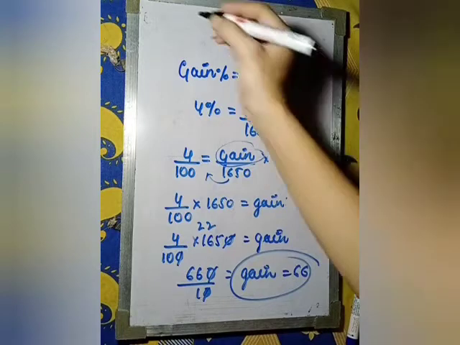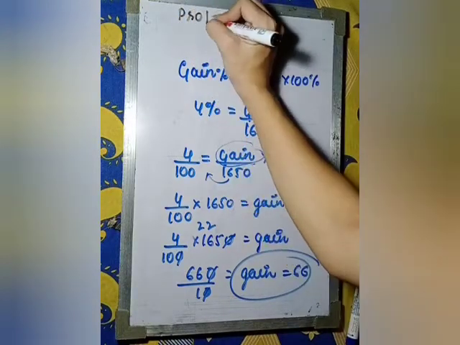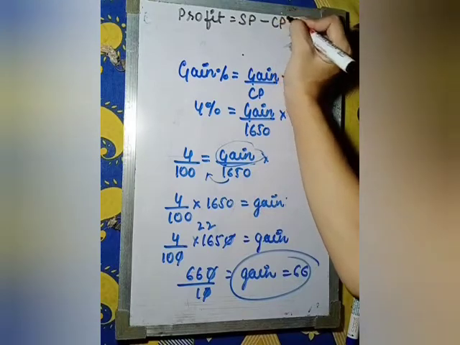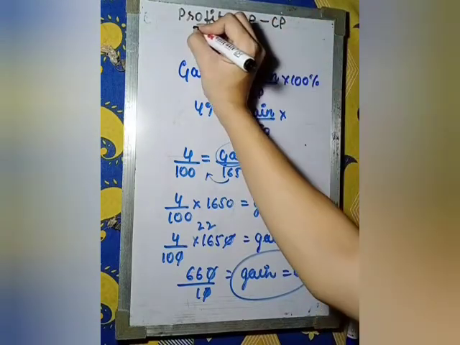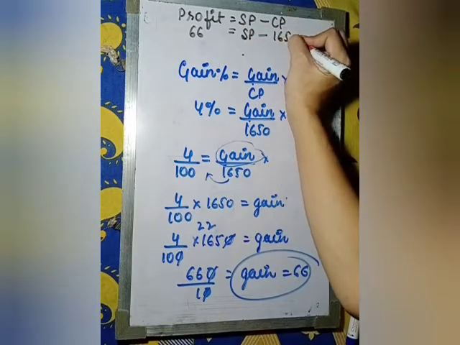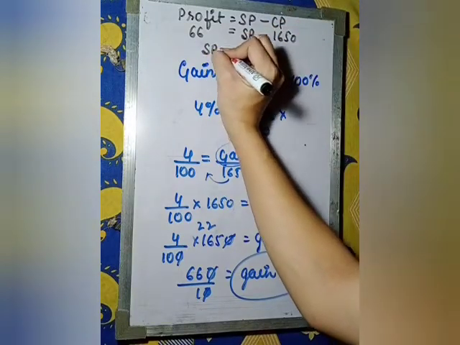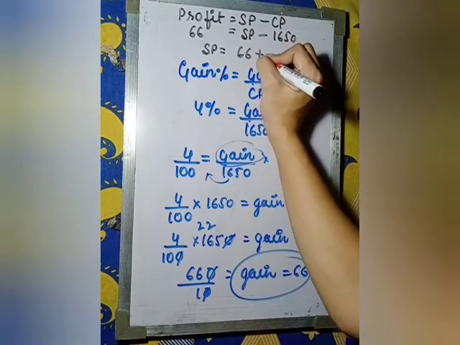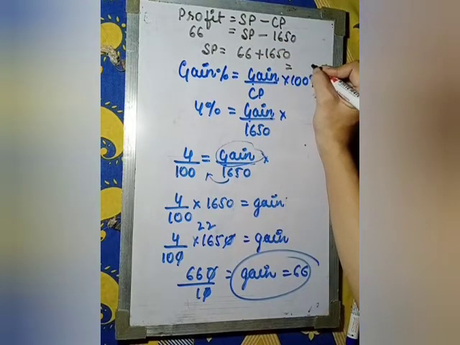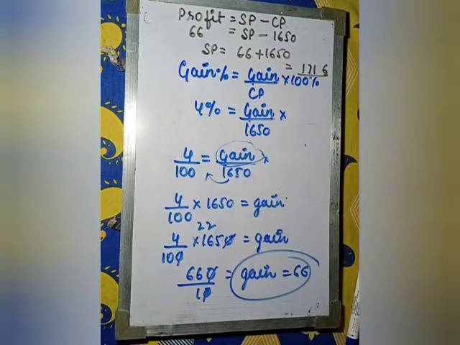Now from here you can find the SP. So what is the formula for profit? Profit equals SP minus CP. The profit from here we have found, 66. We have to find SP and CP is given, 1650. From here find the value of SP: 66 plus 1650. Add them and you will find this is the SP.